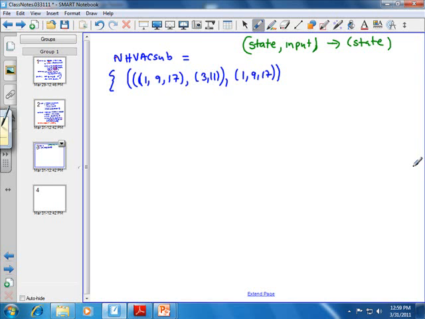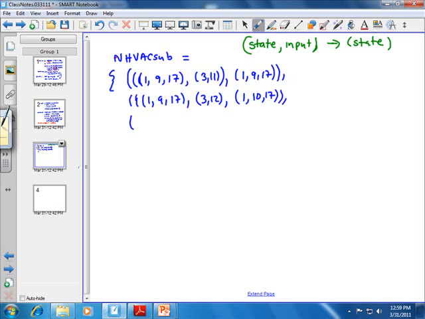Another one would be being in the same state, 1, 9, 17. Let's assume the input now is a 3 and 12. What should be the next state? 1, 10. So in this case, the AC is going to change state because we have a 12 coming on to the AC, so everything else stays the same.